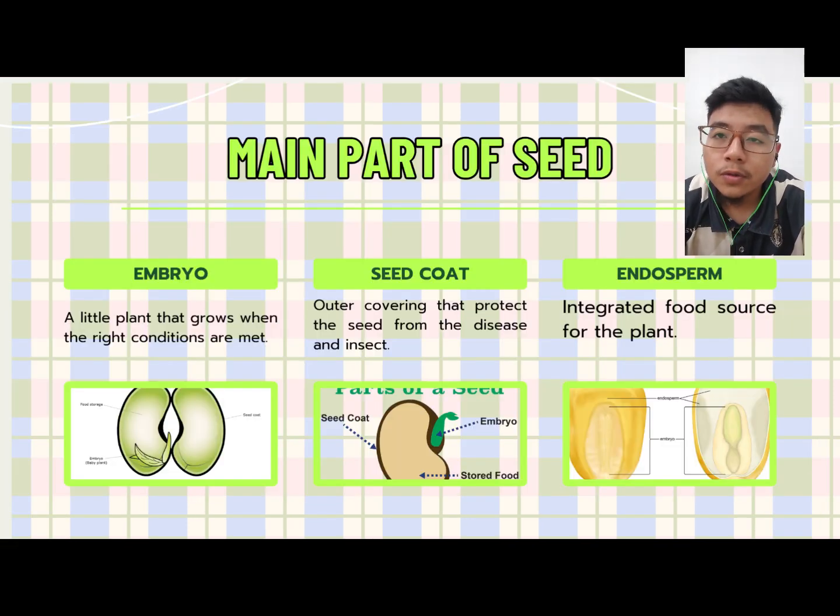So now we go to the main parts of a seed. The first one is the embryo. The embryo is a little plant that grows when the right conditions are met. The second one is the seed coat. The seed coat is the outer covering that protects the seed from disease and insects. The last one is the endosperm. Endosperm is an integrated food source for the plant.